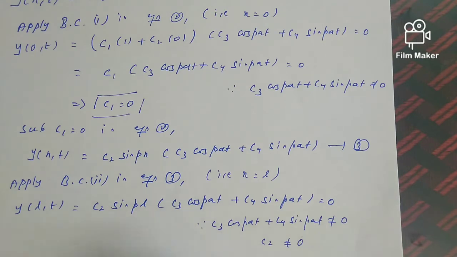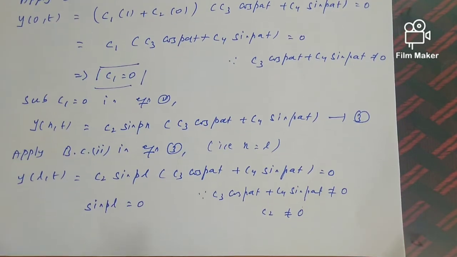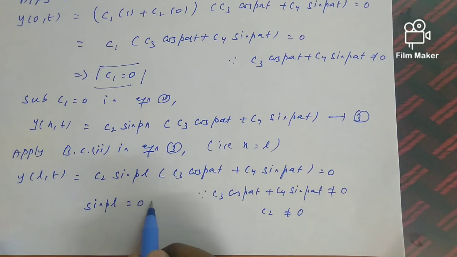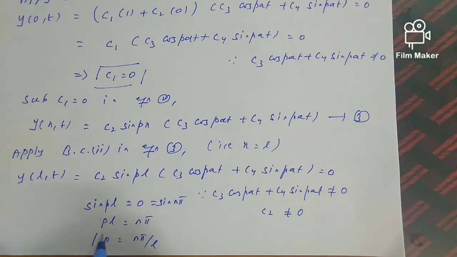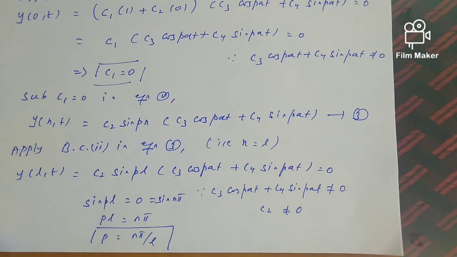So what is the only possible to be 0? Sin pL equal to 0. So this is the only possible. So for what value sin will become 0? Only for the values of multiples of pi, sin will become 0. So we can compare sin pL equal to 0, which is equal to sin n pi. So from this we can conclude that pL equal to n pi. So p is equal to n pi by L. So this is the second answer when you are applying the boundary condition 2 in the displacement function.